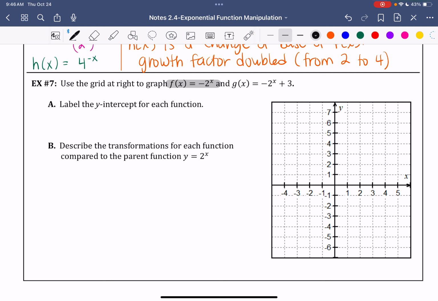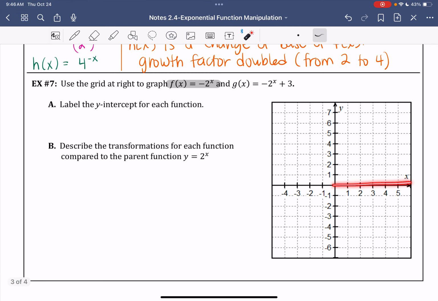Let's see, where should I start? Okay, so it is a vertical reflection. So normally, I'm going to do these numbers over here because they are easier to work with. 0 times 2 is still 0. But then making it negative is not going to do anything.